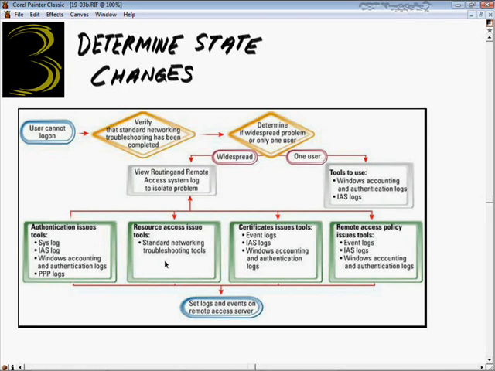you look at event logs, you look at application logs for the different services that are being used. Maybe you're using a AAA server, an access control server for Windows. Look at the logs on that AAA server. Once you've followed steps 1, 2, and 3, you're now ready to act.